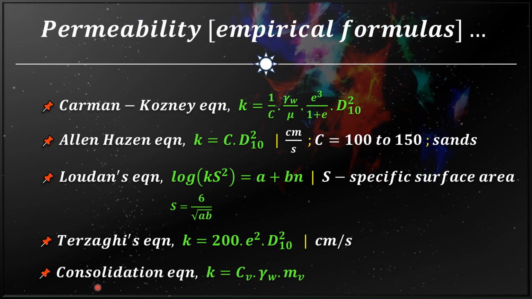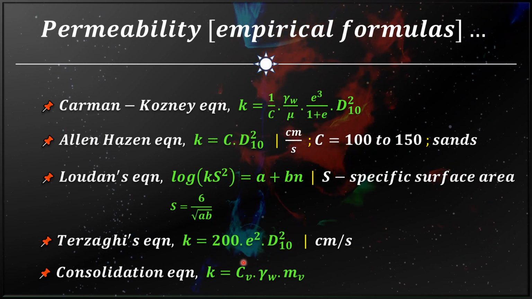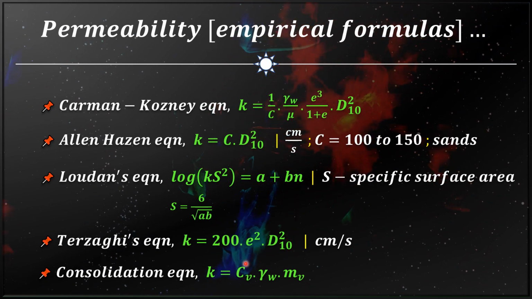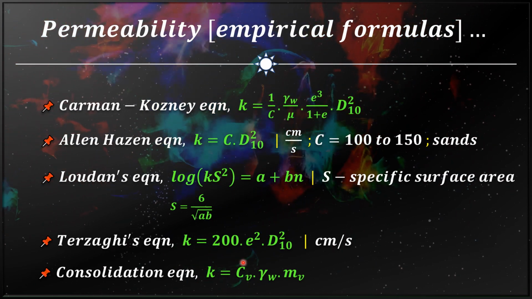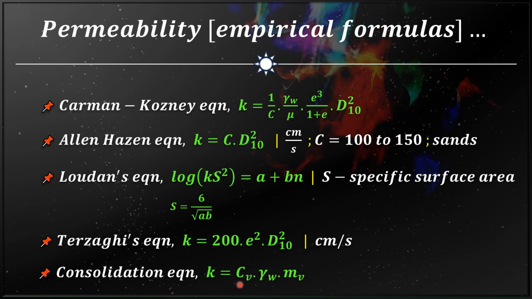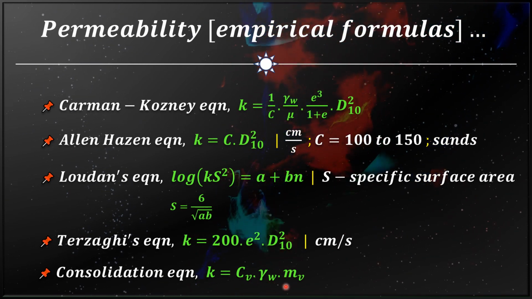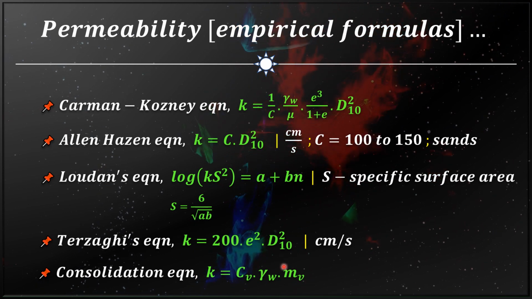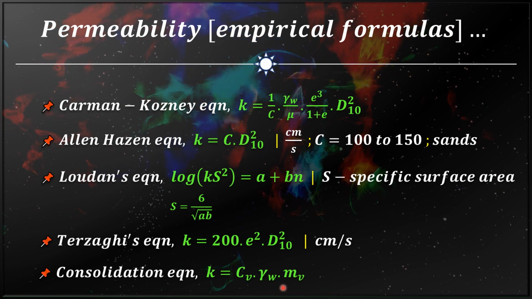And the last consolidation equation: K is equal to Cv gamma w mv. Here Cv is the coefficient of consolidation, discussed in the previous video also; you can refer to that video to get an idea of all the consolidation formulas. So K equals Cv into gamma w into mv, where mv is the coefficient of volume compressibility. This is also dealt with in the previous video.